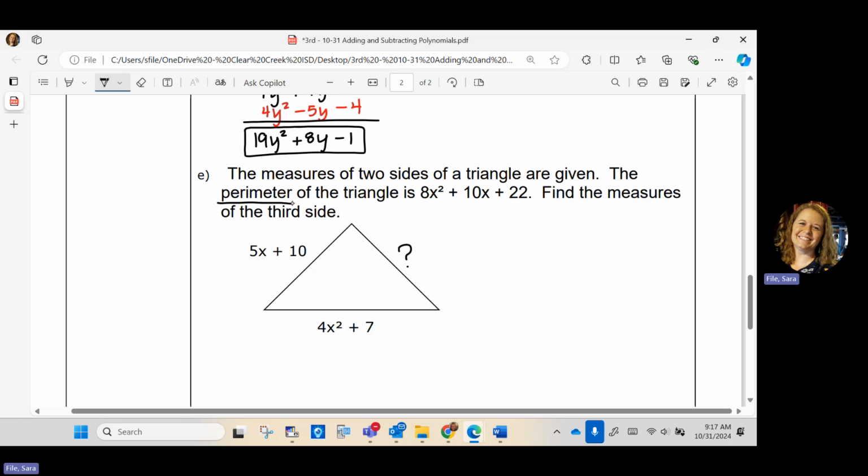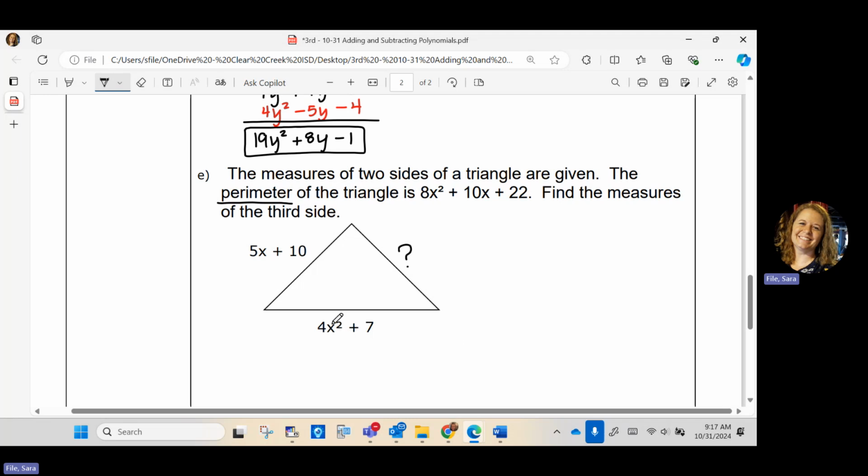Perimeter is adding up all the sides, right? So you've got a couple options here. You can break this down into multiple steps. Pretend these were numbers instead of expressions. If they told me these sides were 2 and 3 and the perimeter was 12, that wouldn't work.